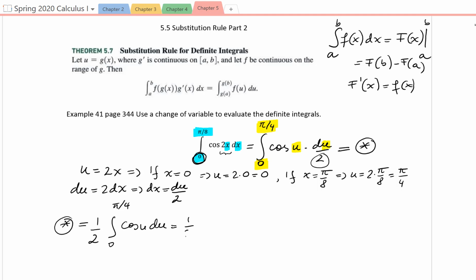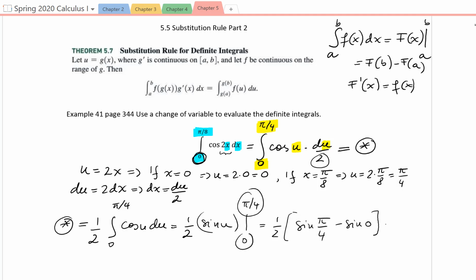Well, the integral of cosine of u du is sine of u, because sine of u prime is cosine, evaluated from 0 to pi over 4. So we get 1 over 2 sine of pi over 4, we start with the top one, minus sine of 0, the bottom one. And minus is from the formula. So we get 1/2, sine of pi over 4 is square root of 2 over 2, sine of 0 is 0, so we get square root of 2 over 4, and that's the final answer.